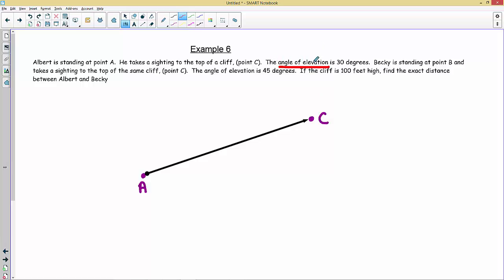It says the angle of elevation. That just means how much you look up. Normally you're looking straight across, like this. You're normally looking straight across. I'm going to actually use a straight line tool for that.